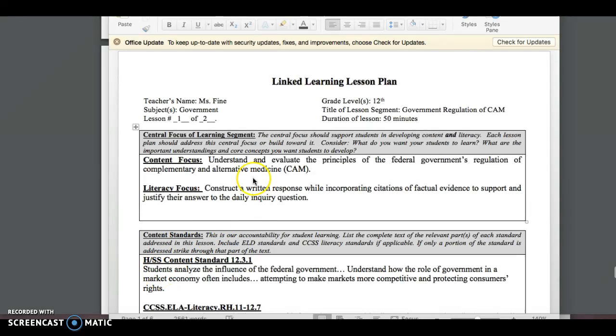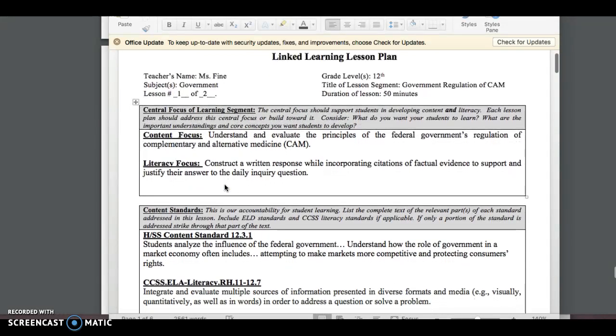Okay, so I'm going to be going over my linked learning lesson plan. I did this for a grade level of 12th grade, in a government econ class. The duration of the lesson is 50 minutes, as you can see.